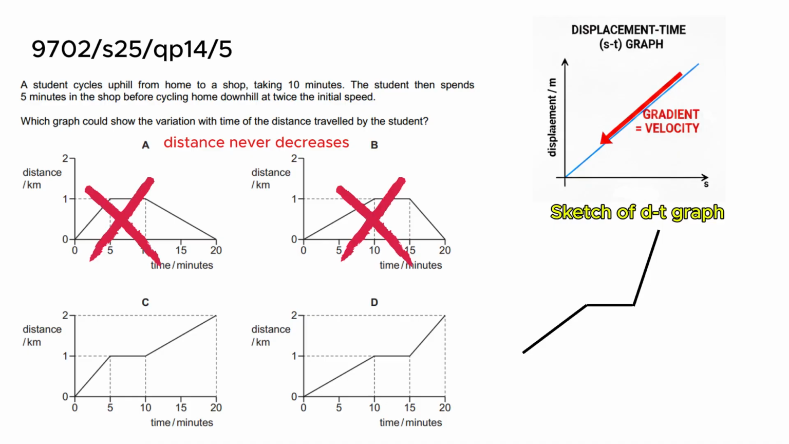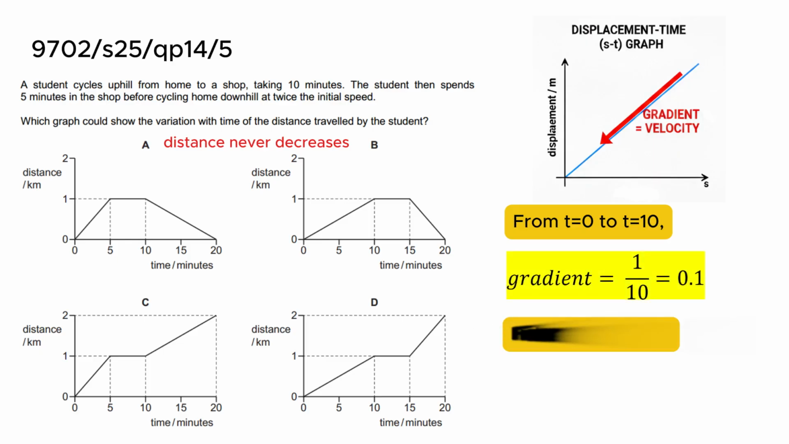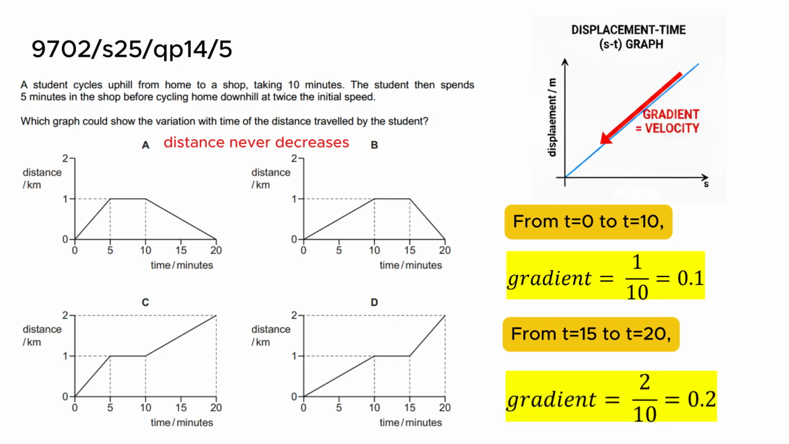If you look at graph D, the final slope is much steeper than the first, and the total distance reaches 2 kilometers. Let's do some calculation to confirm if D is the answer. From t equals 0 to t equals 10, the gradient equals 1 over 10, which is 0.1. From t equals 15 to t equals 20, the gradient equals 2 over 10, which is 0.2, exactly twice the gradient of the first section. Therefore, D is our correct answer.